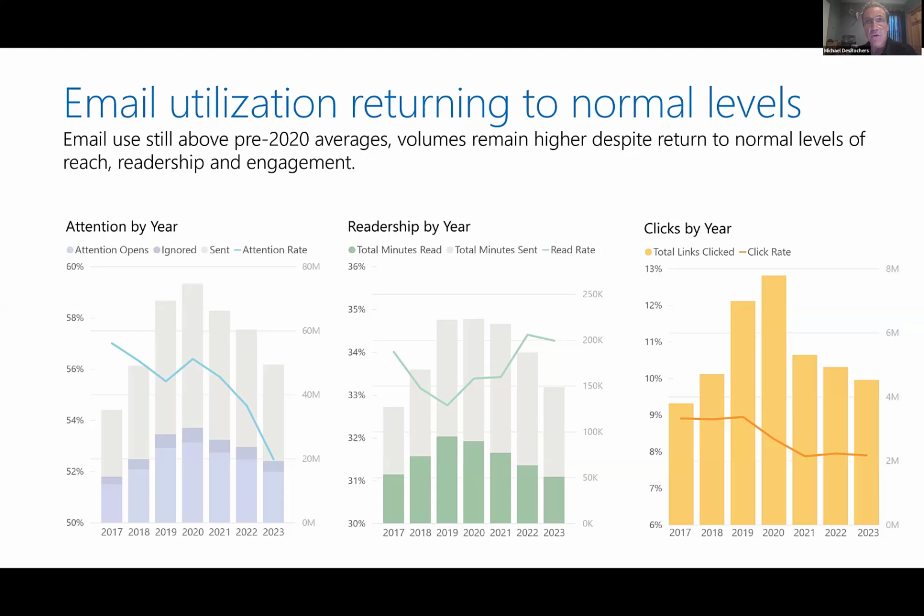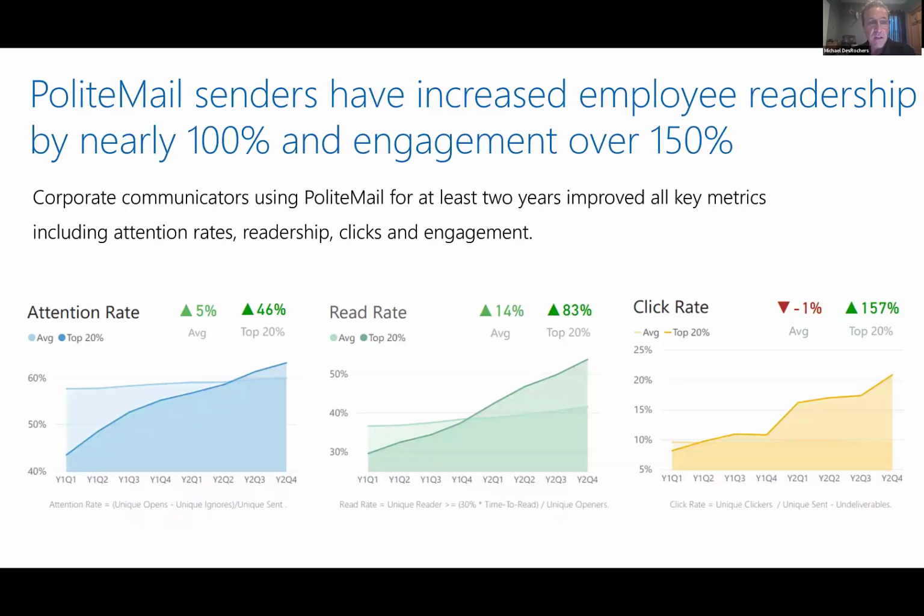One of the things we notice, anytime there's an increase in email volume, you'll see a decrease in attention. Attention is a limited resource that everybody has, and as you get more volume, that declines. But we expect that to come back up as email volumes have decreased. Readership has come back to the pre-pandemic levels, and click rates are still slightly lower, but right in the ballpark. So the return to normal is what we're seeing in email in general.